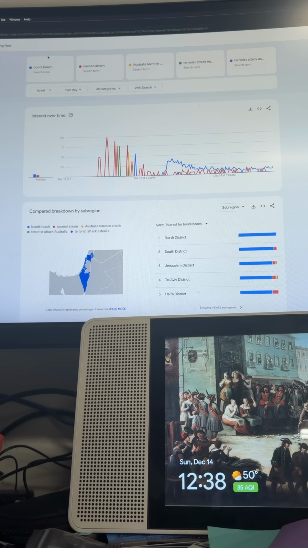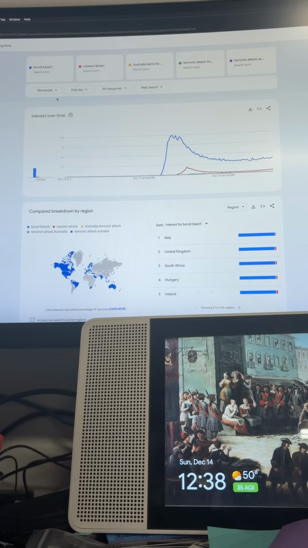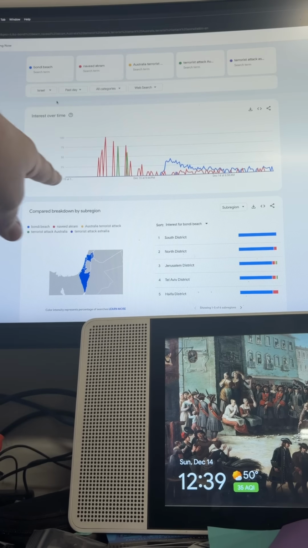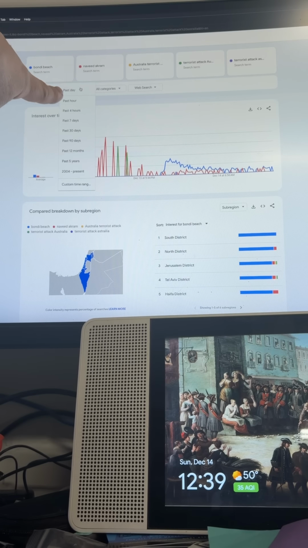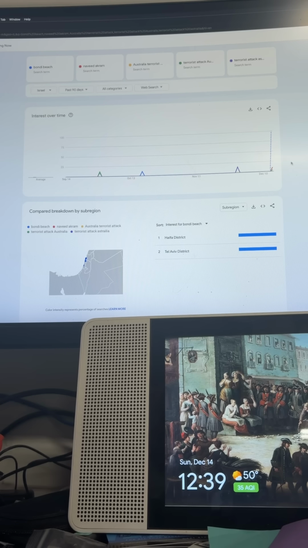This is set now to Israel. I can set it to worldwide, and it will show me the search terms. These terms are all these different waves. So this one's blue, red, okay, for worldwide. But if you just set it to Israel, we can see what terms were being searched in Israel in the past day. We can go to the past 90 days. Let's see these search terms searched.